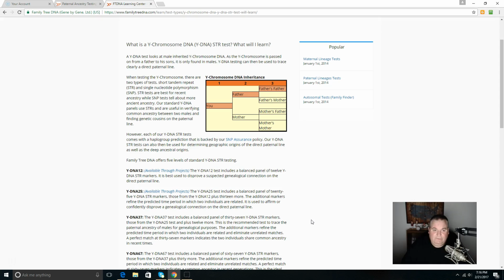So let's continue to read on here. Each of the Y-DNA STR tests come with a haplogroup prediction that is backed by our SNP assurance policy. Our Y-DNA STR test can also be used for determining geographic origins of the direct paternal line, as well as deep ancestral origins. And what that basically means is they're going to go way back till probably when your family was started here on Earth.